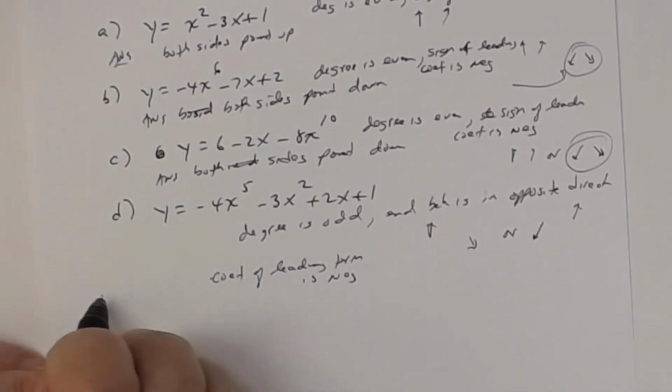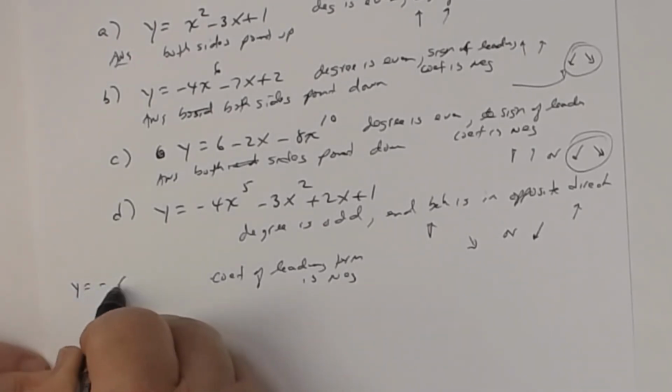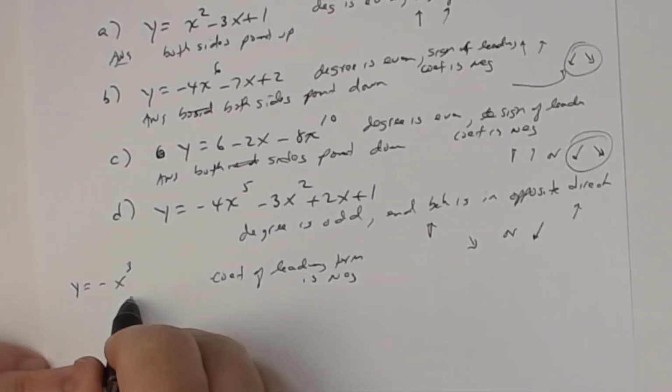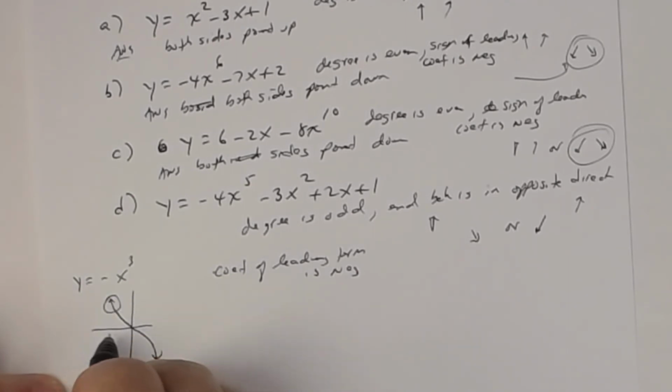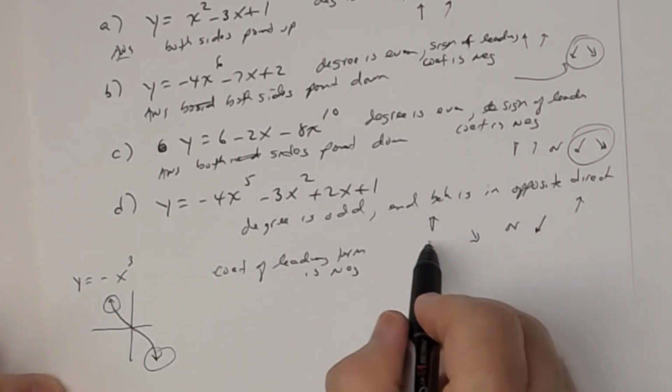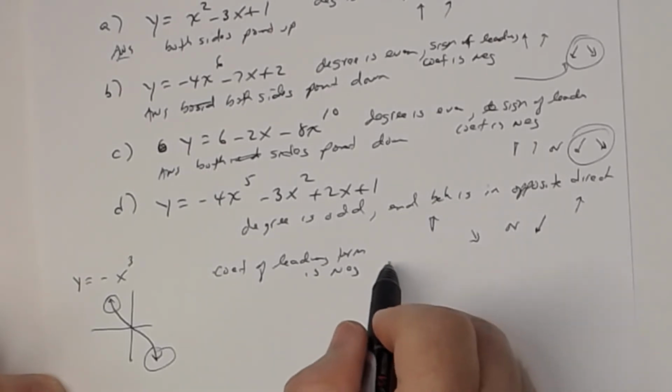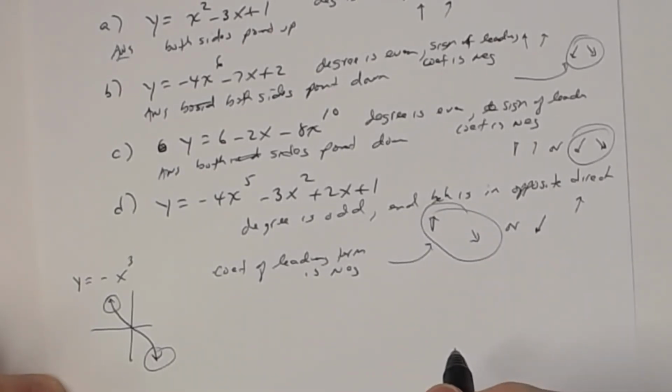So what you want to do then is think about, since the leading coefficient is negative, think about what negative x cubed looks like. So negative x cubed is the one that does this. Okay, that's what negative x cubed looks like. So on the left it points up, on the right it points down. So that's the one you're going to use for that one.